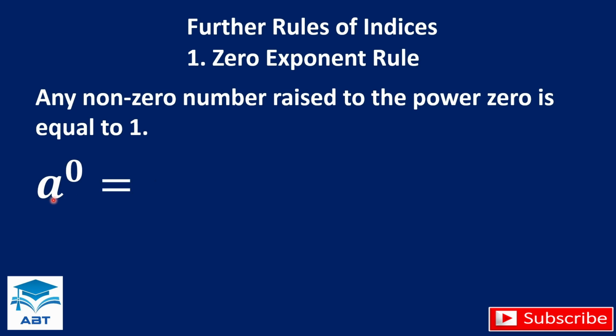That is, if you have a number exponent 0 and that number is not 0, then the answer is equal to 1. If the base a is also 0, then 0 exponent 0 is undefined. So the base should not be equal to 0 for this law to hold. And this is the zero exponent rule. Any non-zero number raised to the power 0 is equal to 1.